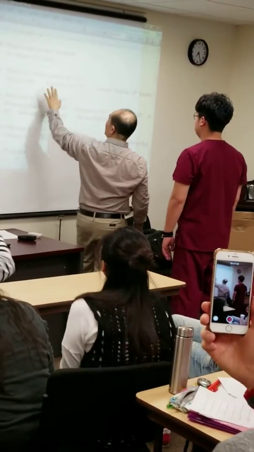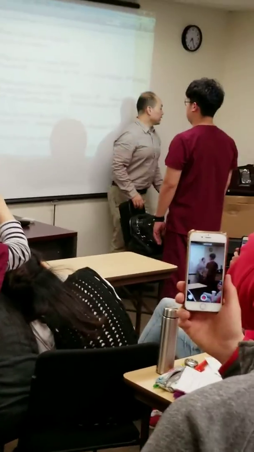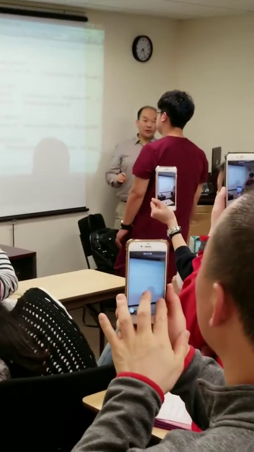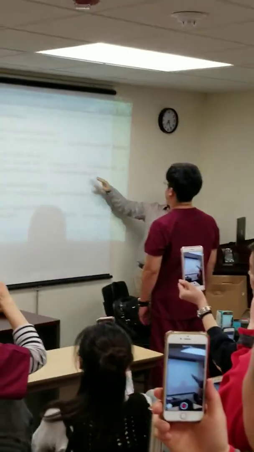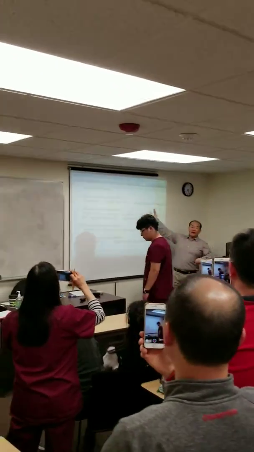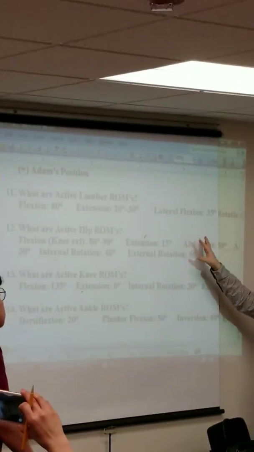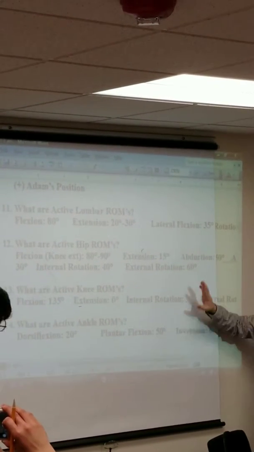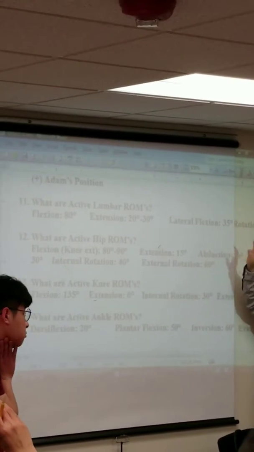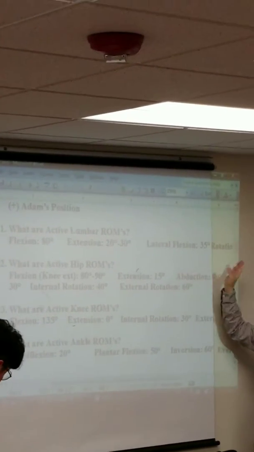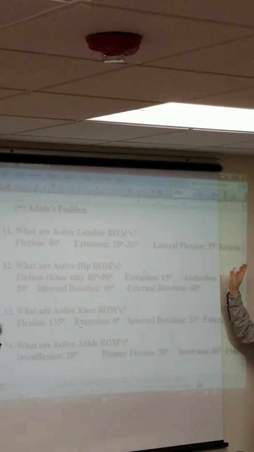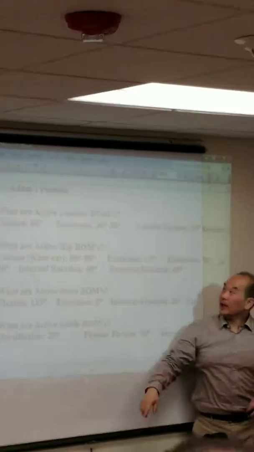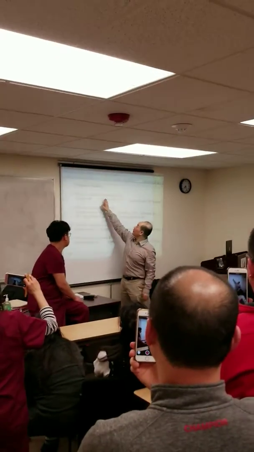Okay? And 11, 12, 13, 14 is all the range of motion. So 11, 12, 13, 14, not only do you perform the test, you have to remember the degree, the normal degree. All of the range of motion, not only do you perform the movement, you also have to remember the normal degree. Okay? So active range of movement, active lumbar range of motion.